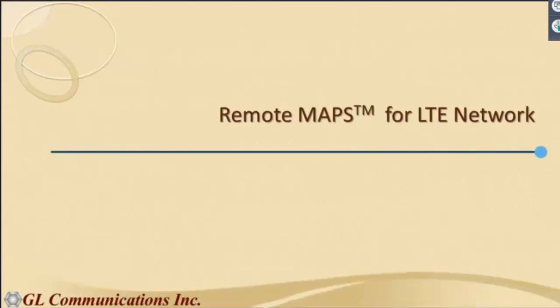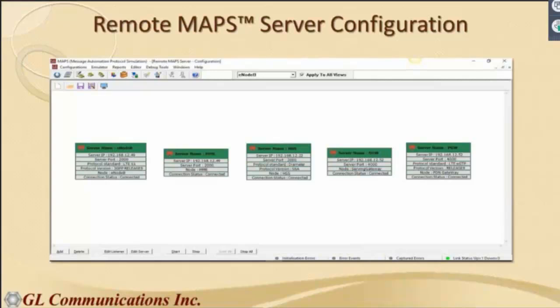Now let's see how it can work. I will just take an example of an LTE network. So this is the client application where we are trying to connect to multiple servers, say for example, different nodes like eNode B, MME, HSS, or the PDN gateway. So the user can connect to multiple servers from a single point, which is nothing but a remote client.